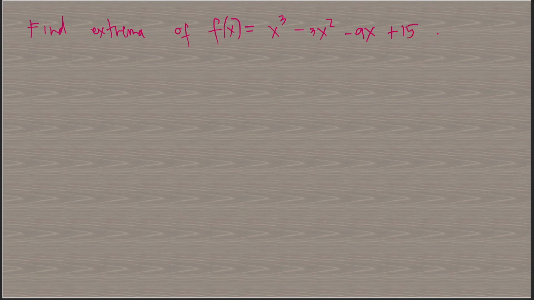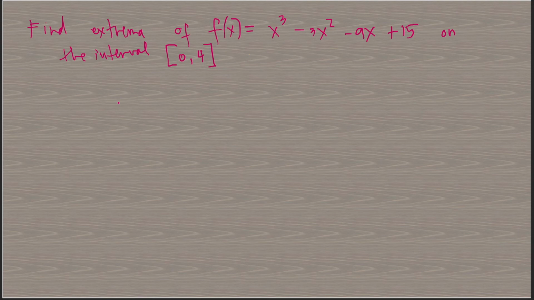The next example says find the extrema. When I say extrema, it means the extreme values, the minimum and the maximum. Find the extrema of this function f of x equals x cubed minus 3x squared minus 9x plus 15. Actually, this is our previous example, but we have an additional condition: on the closed interval 0 to 4. So how do we find the extrema?